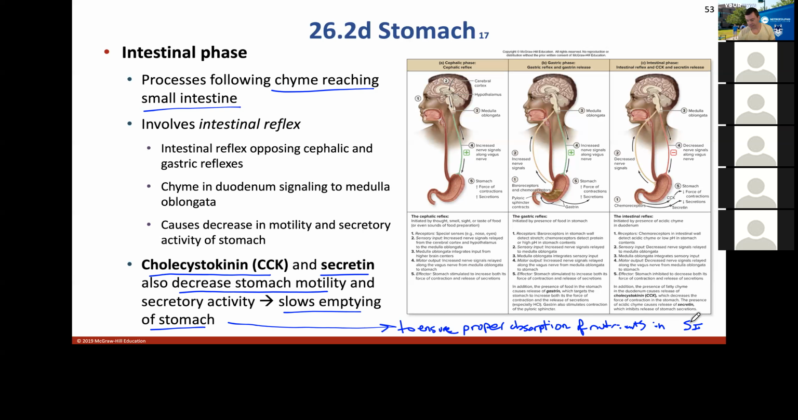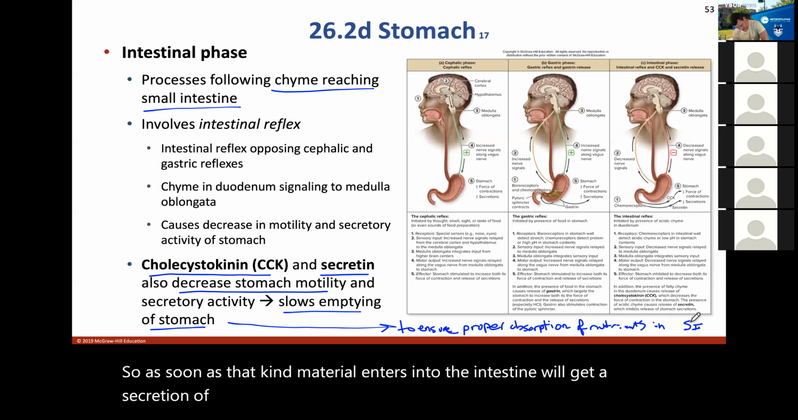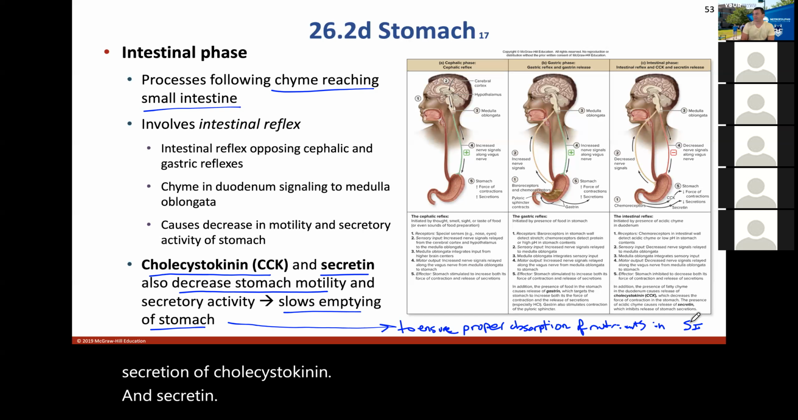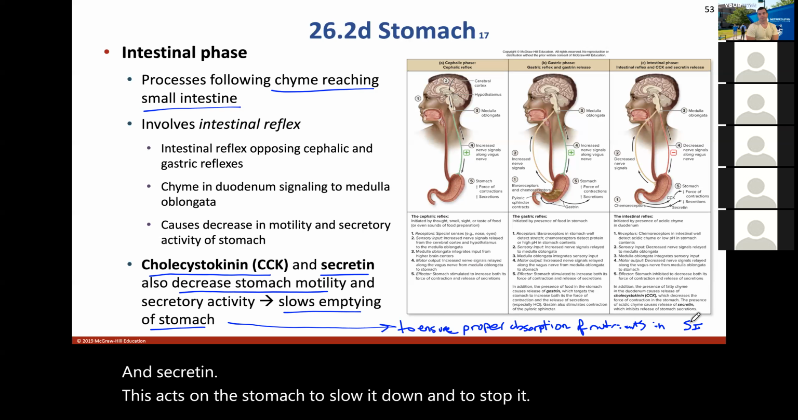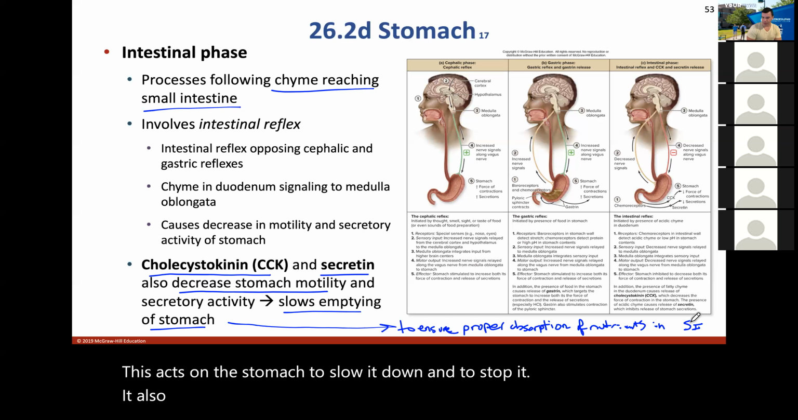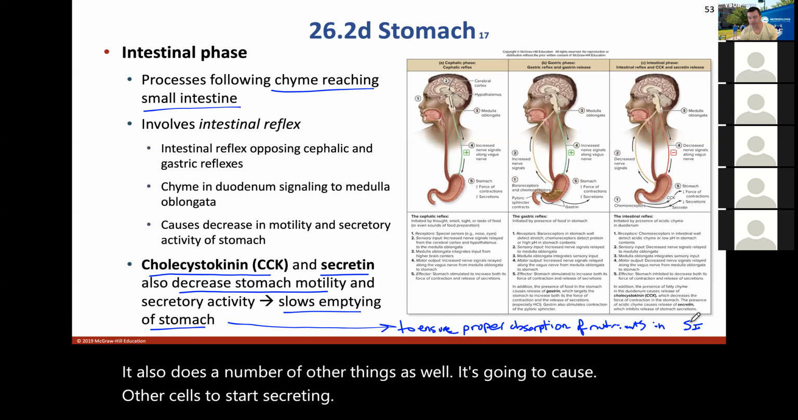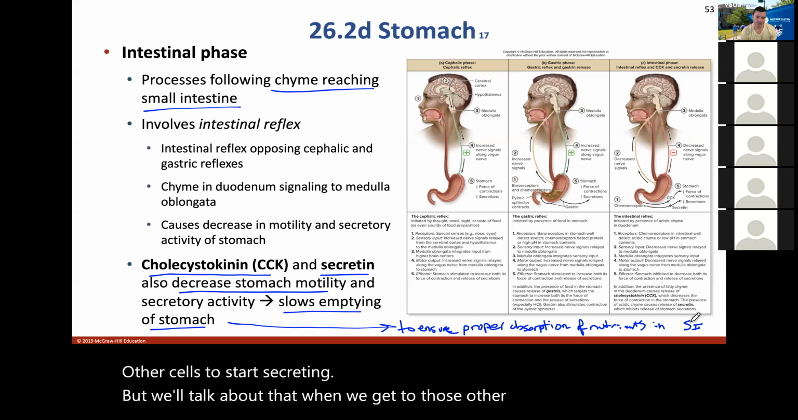So as soon as that chyme material enters into the intestine, we get a secretion of cholecystokinin and secretin. This acts on the stomach to slow it down and to stop it. It also does a number of other things as well. It's going to cause other cells to start secreting, but we'll talk about that when we get to those other cells on Thursday.